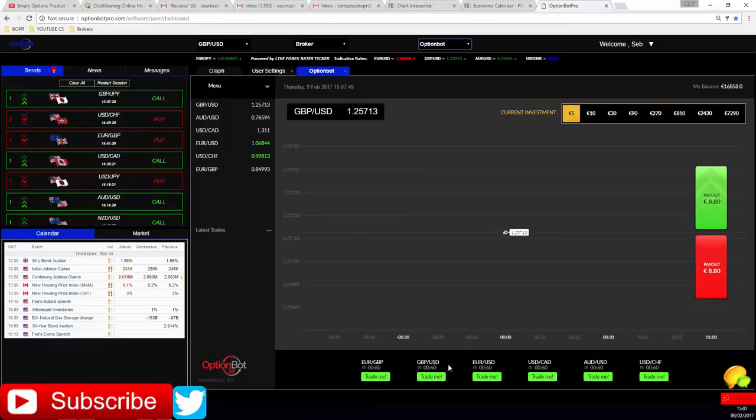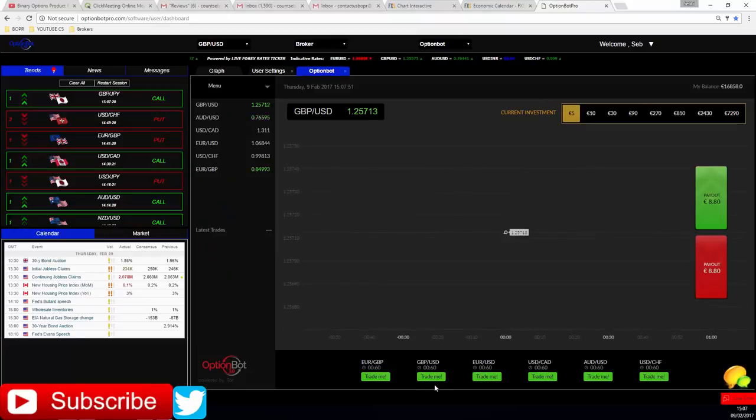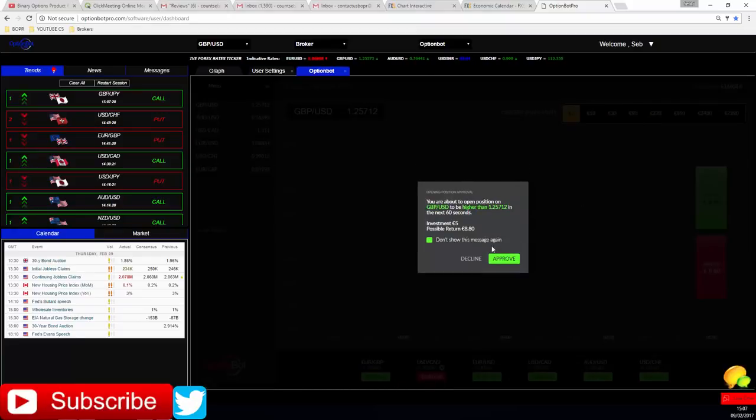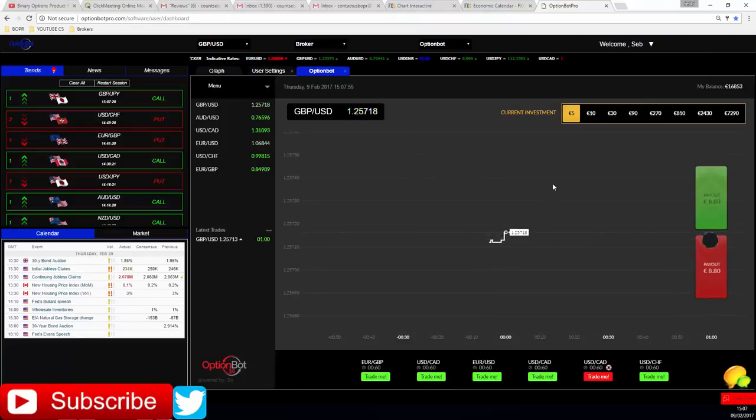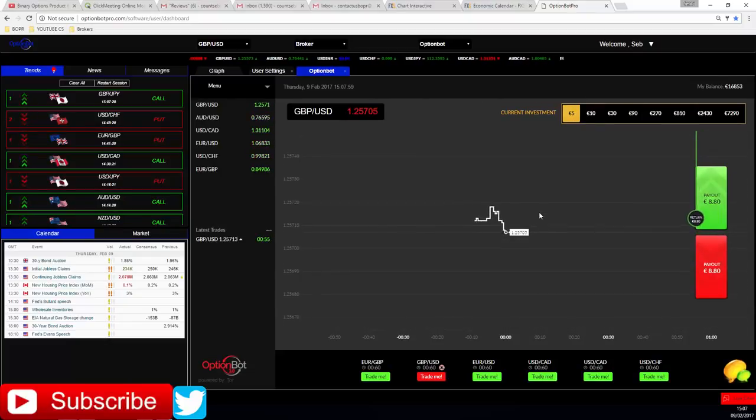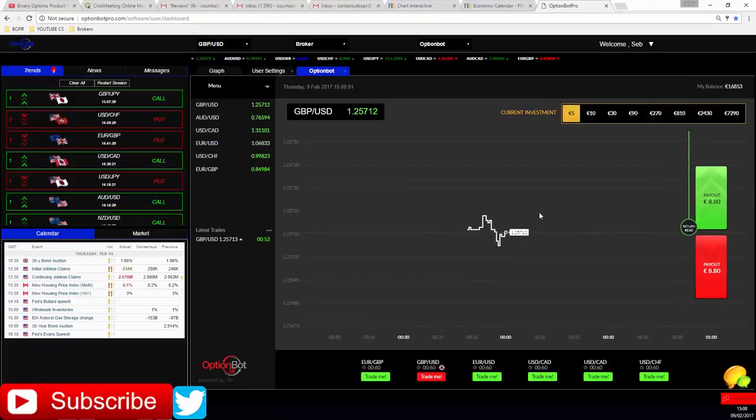So let me try GBP USD. So here we go. Do not show this message again. Approve. I've just put a €5 investment on. That's all I want, because if it does go up, at least then I can show you what it does.